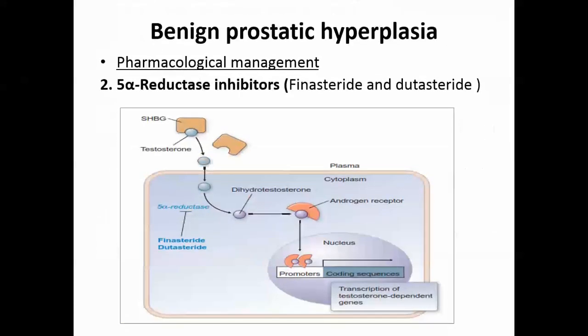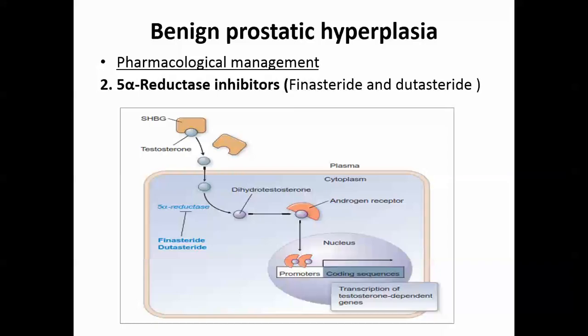Okay. The other class of drugs, which is also very important and can be used in the treatment of benign prostatic hyperplasia, is the 5-alpha reductase inhibitors. We have finasteride and dutasteride. These are the most commonly used agents. Of course, we must remember something: the prostate cells are dependent on testosterone for their growth and for maintaining their viability.